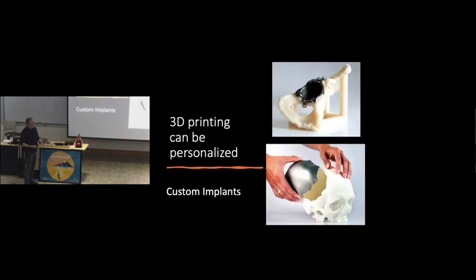Okay, so what can we do with 3D printing? Here are some examples. These are custom metal implants that have been 3D printed to fit a hip joint or to fit some sort of defect in the skull. Those have been 3D printed using different technology.